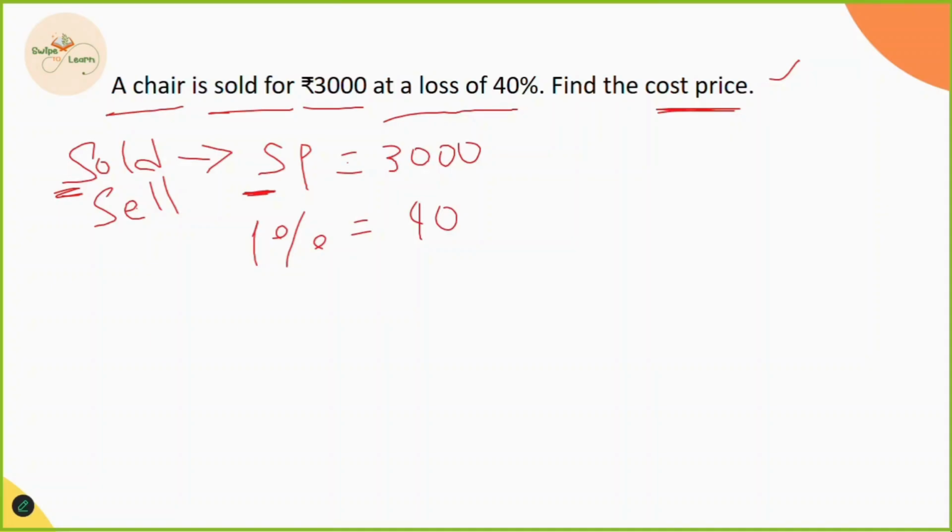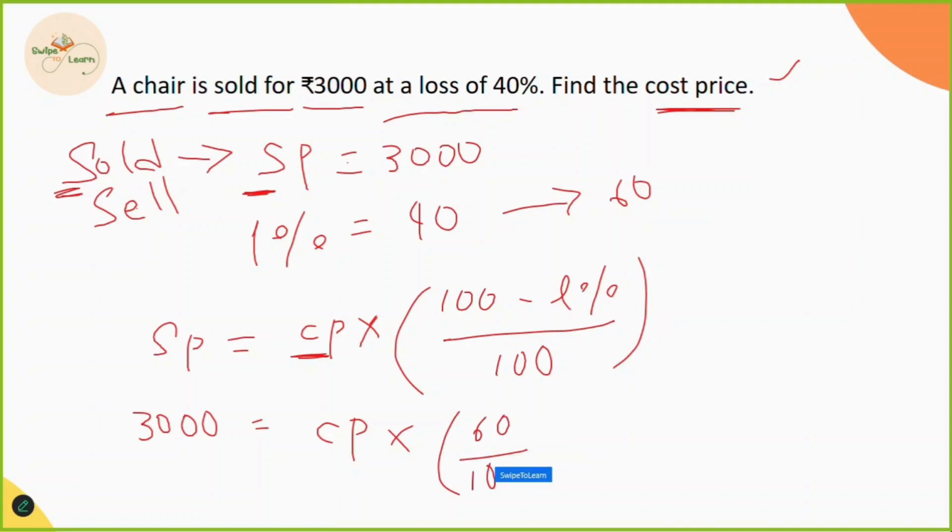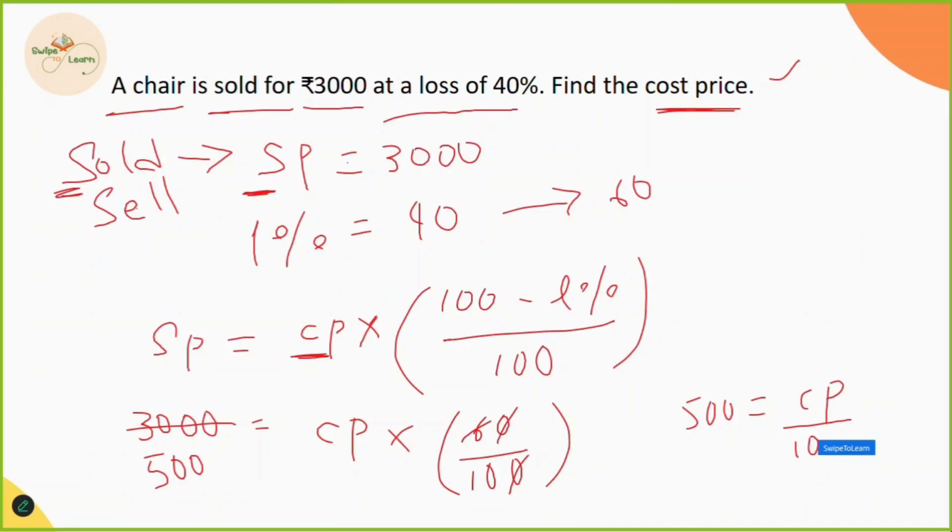We use the same formula which we used for selling price. Selling price equals CP into (100 minus loss percent) divided by 100, because when the loss percentage is given, we subtract from 100. Now we have to calculate the CP. SP is given, which is 3000. So 3000 equals CP into (100 minus 40), which becomes 60, divided by 100. The zeros get cancelled. 6 1s are 6 and 6 5s are 30, with 2 zeros here, so 500 equals CP divided by 10. When cross multiplied, CP becomes 5000.